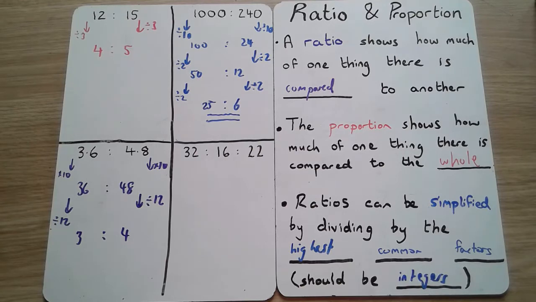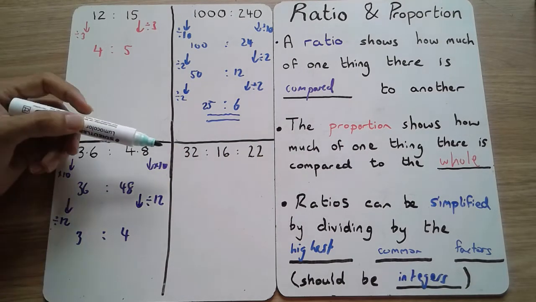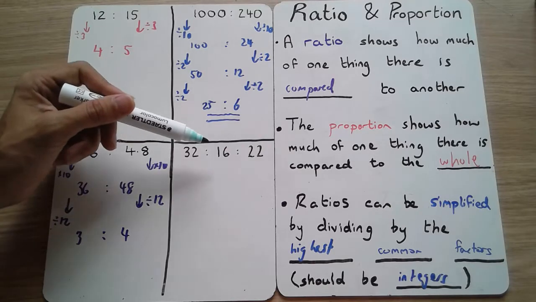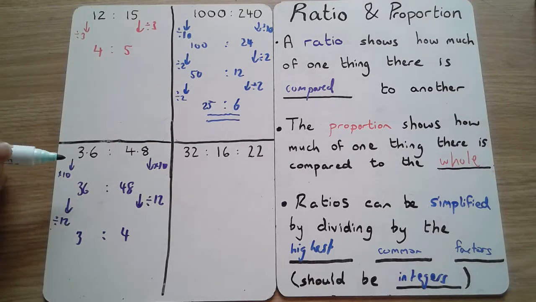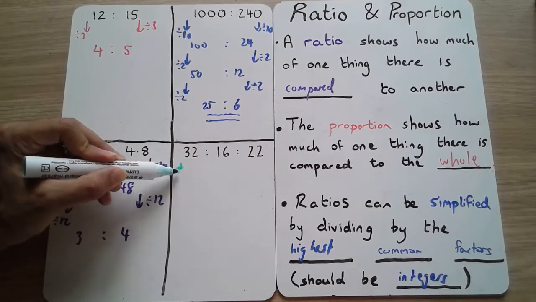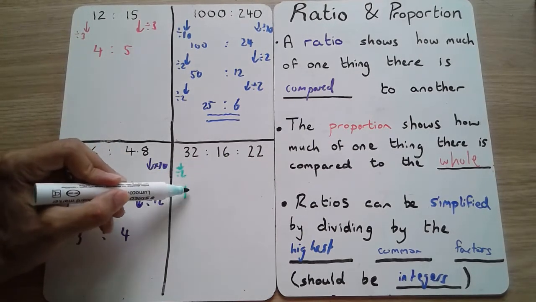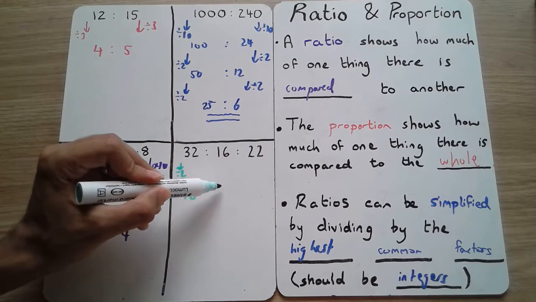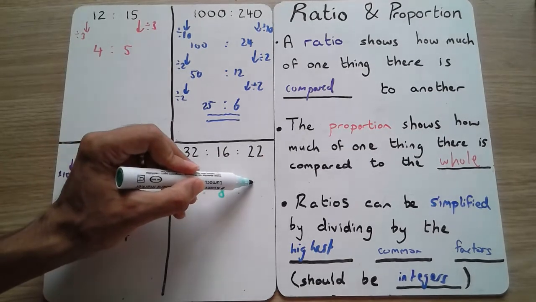Now the final one on the right-hand side, once again, shows us a ratio, but this time there are 3 numbers, and that's completely fine. You're allowed to have more than 2 numbers, because you're comparing 3 things here. And we'll show you this again overleaf. Over here, I've got 32, 16, and 22. A number that goes into all of these is 2. If I divide everything by 2, I end up with the values 16, 8, and 11.